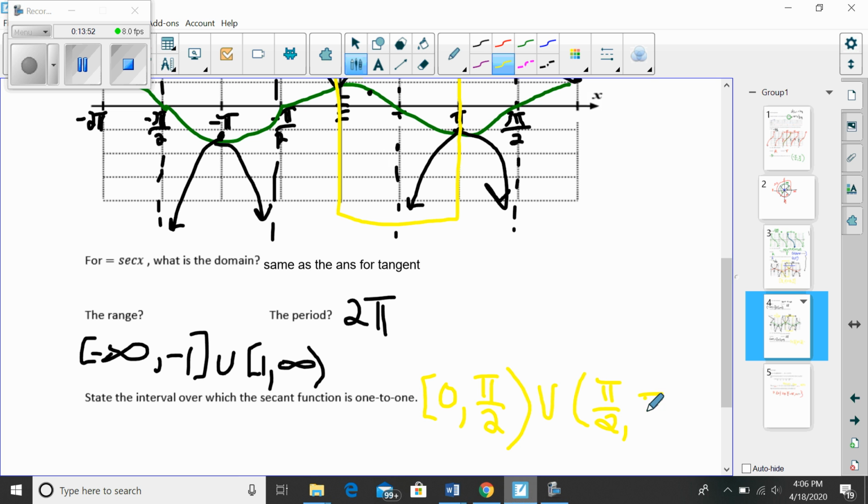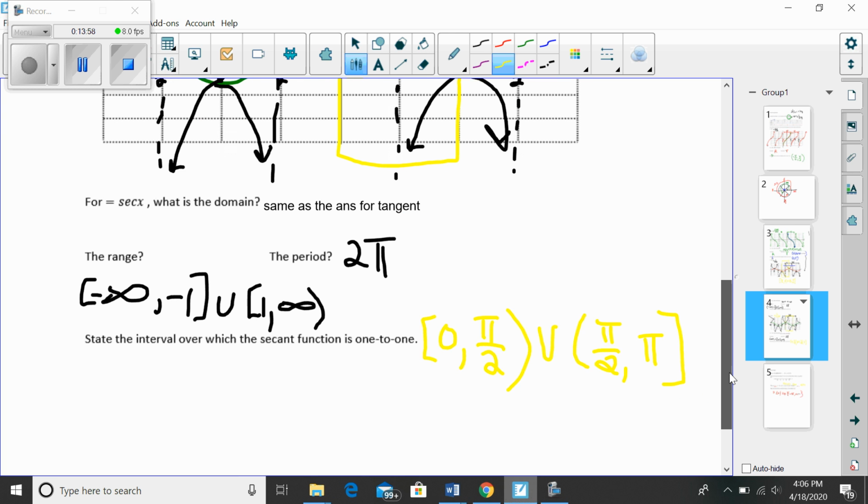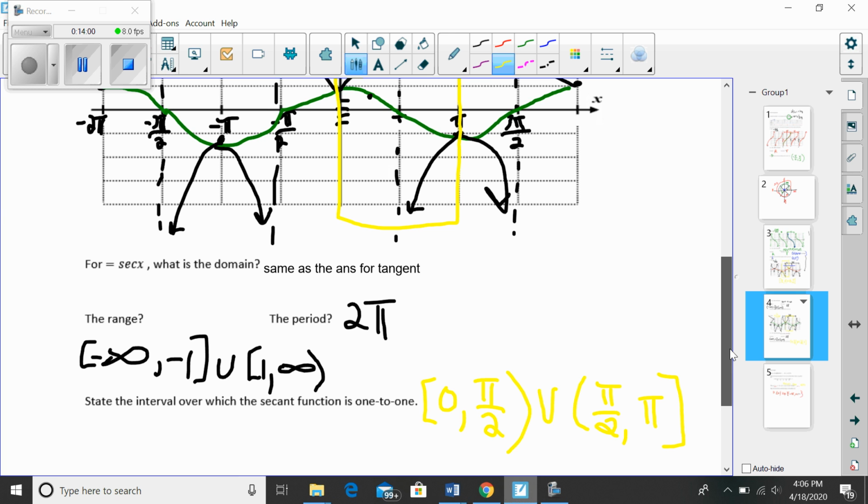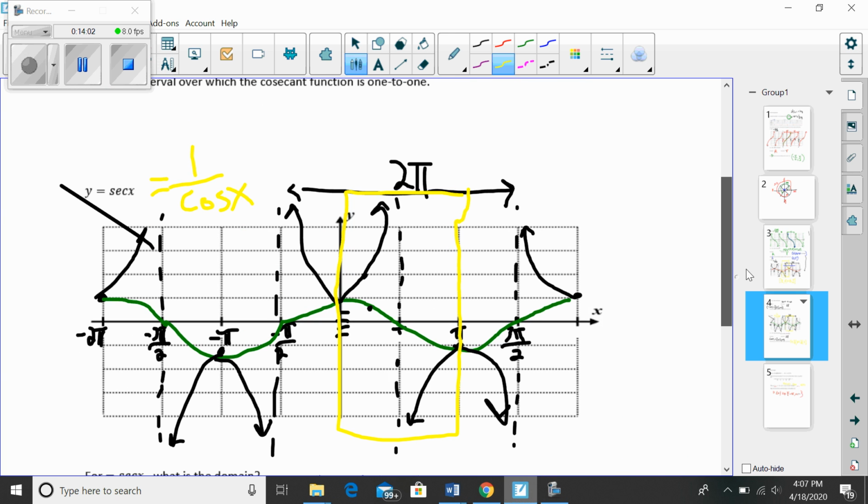So what we've got here in this segment is the graph of the other 4 trig functions, and then the critical information about those, which is the range, the domain, and the period.